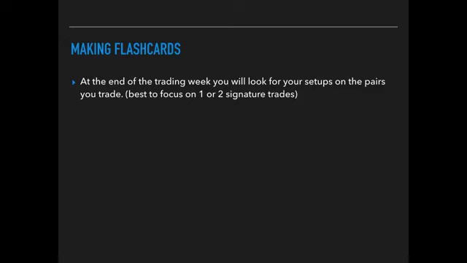At the end of the trading week, what you're going to do is go through all the pairs that you trade, and look for those setups that have occurred on the charts. Okay, and then you're going to need a screenshot editor, some kind of software, free or paid. I know there's some really good free ones out there. There's some good paid ones out there.